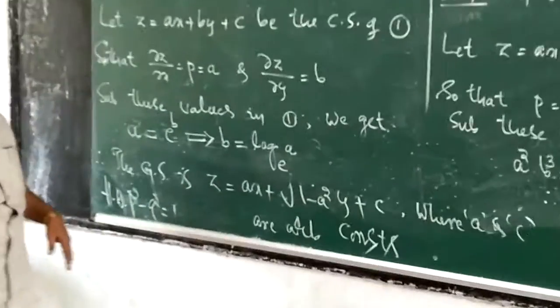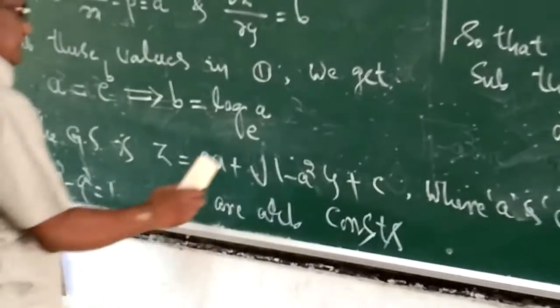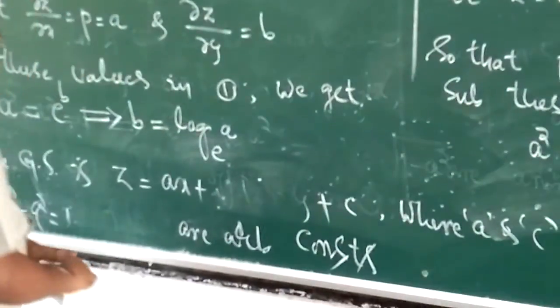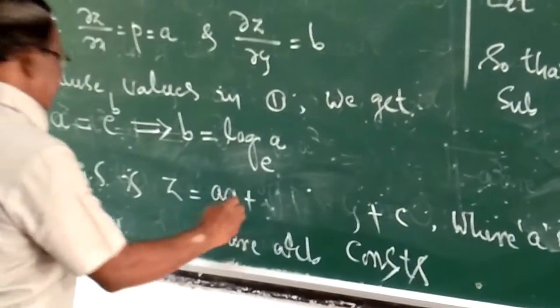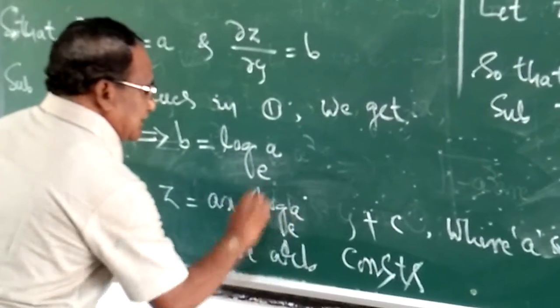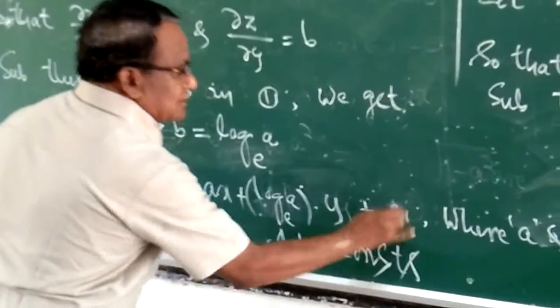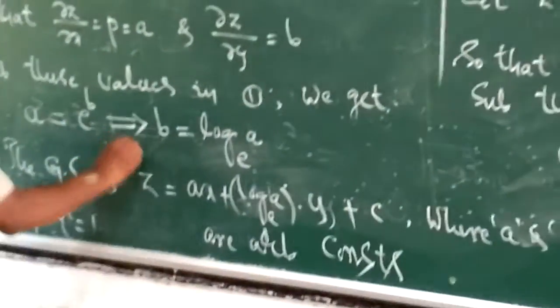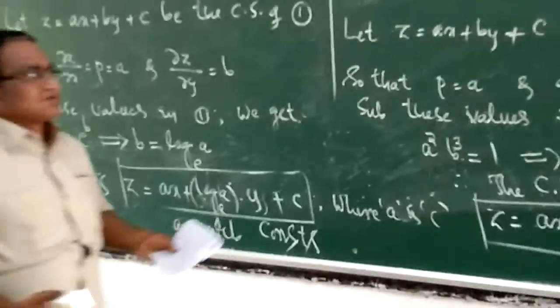Then the general solution is z is equal to ax plus b, that is log a to base e, into y plus c, where a and c are arbitrary constants. This is the general solution.